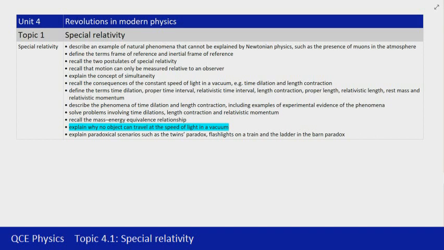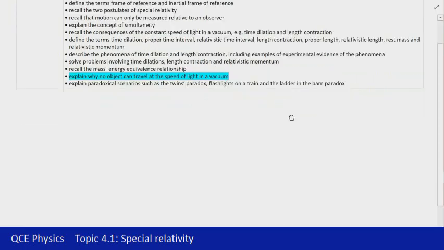In the last video for topic 4.1 special relativity, we're going to look at why it is that no object can travel at the speed of light in a vacuum. When we're talking about an object, we're talking about something that has mass. So anything that's massless, like a photon for example, can actually travel at the speed of light. But anything that contains mass won't be able to reach that speed, and we'll have a look at why that is. You can note here that we're really just talking about the speed of light as being a universal speed limit.